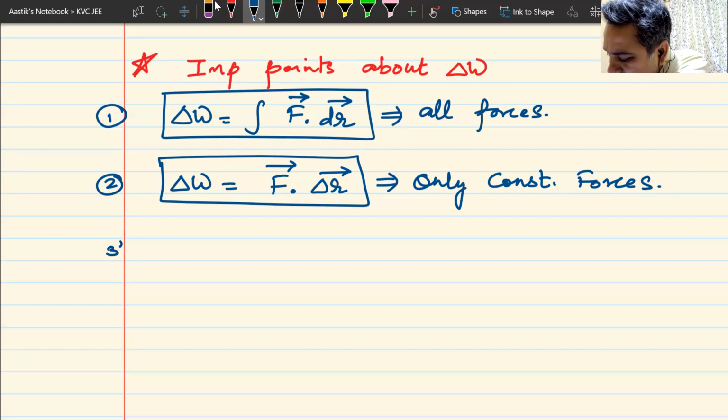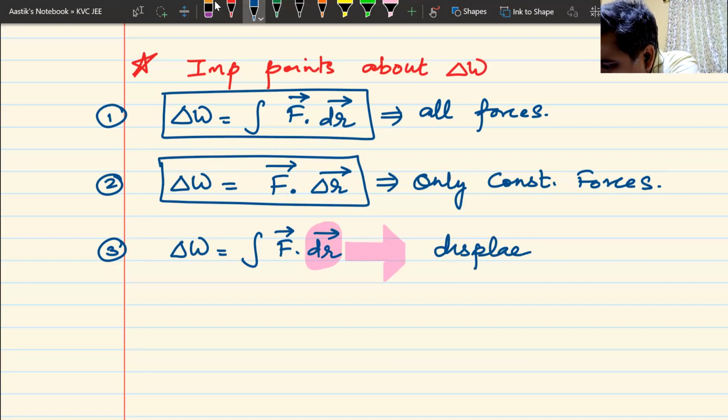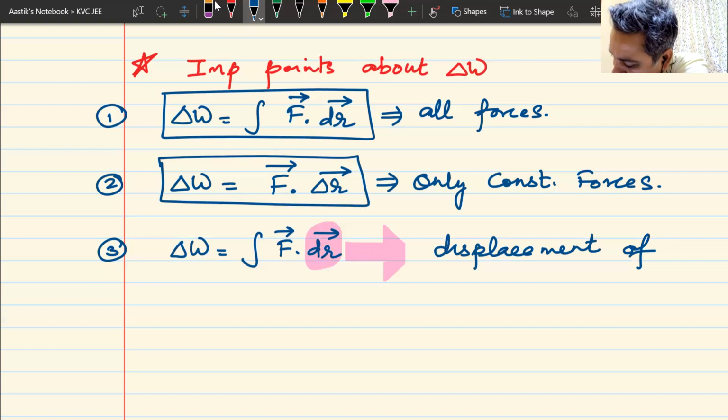Now the third point, which was the first point that I was thinking to make. In this formula that we have written, delta W is the integral of F dot dr. Now what we have to talk about here is this delta r. What is this delta r actually? This delta r is actually the displacement of, and please remember this very carefully, displacement of point of contact of force.